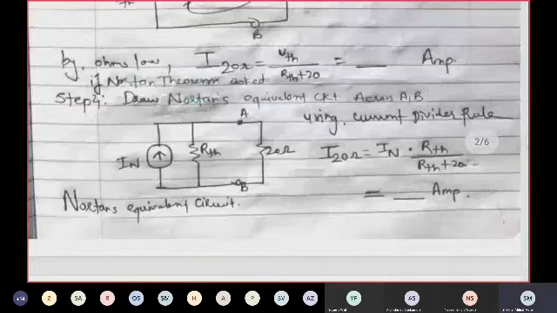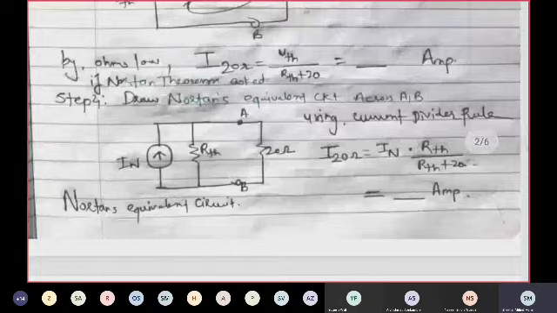Now you can see, if Norton's theorem asked for the same problem, then Norton's equivalent circuit will be like this. Current IN, that is your ISC that we have already found in step 2, and then parallel RTH. And then by using the current divider rule, you can find the current flowing through the 20 ohm. Total current IN into the opposite resistor, that is RTH upon RTH plus 20. This is the current divider rule. So this is Norton's equivalent circuit.